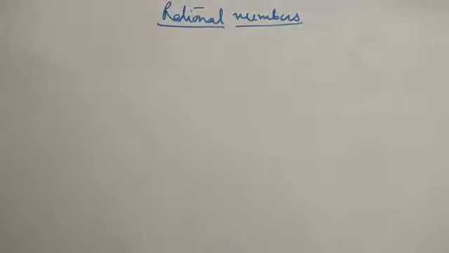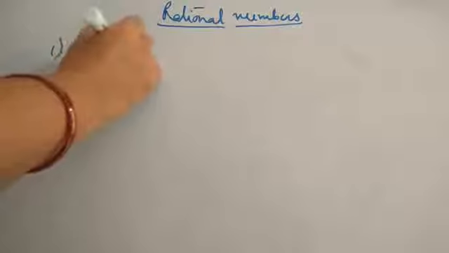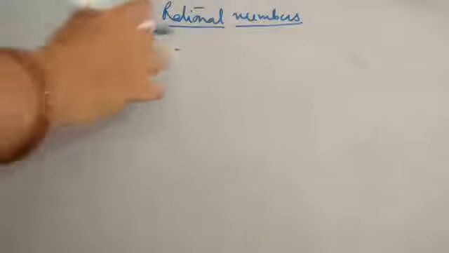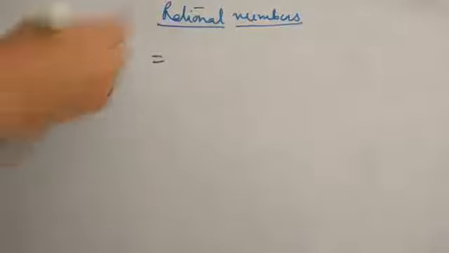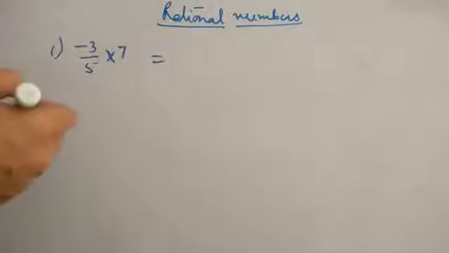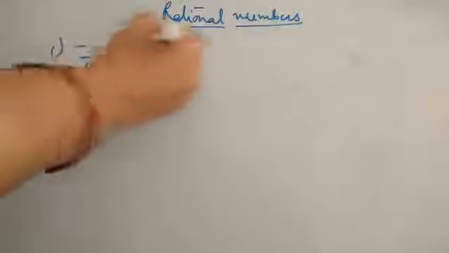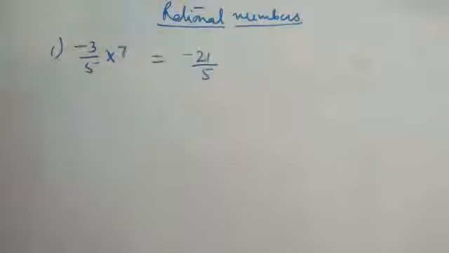I will explain with the help of examples. See example number 1, minus 3 upon 5 into 7. Now in multiplication, the numerator is multiplied with the numerator and the denominator with the denominator, and the numerator can be cancelled by any one of the denominators if possible. Here it is not possible, so you will simply multiply. 7 3s is 21 upon 5.